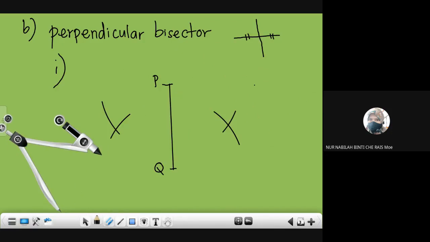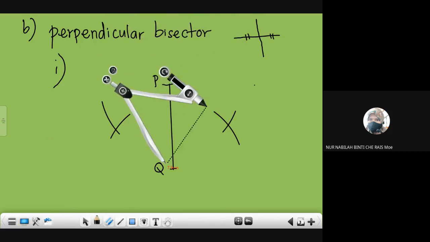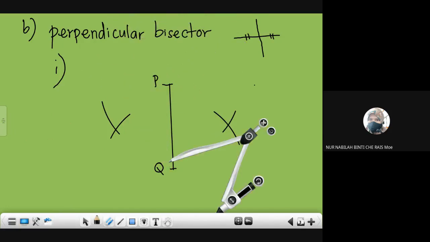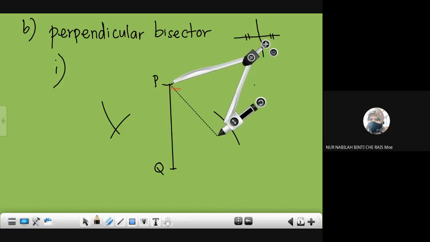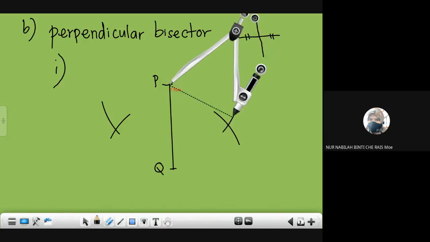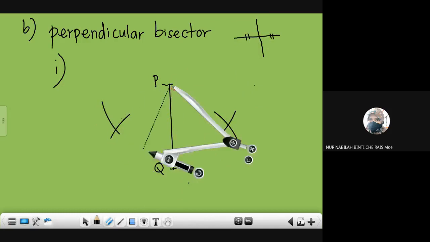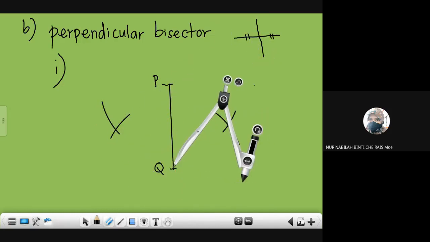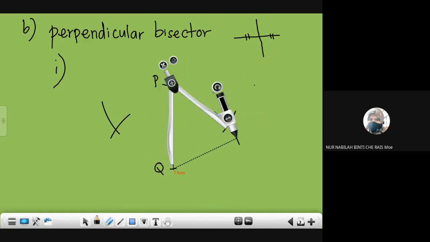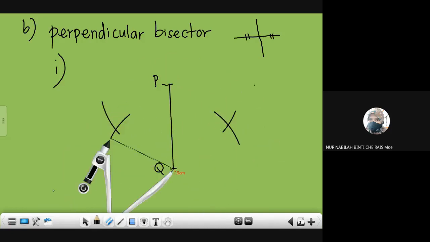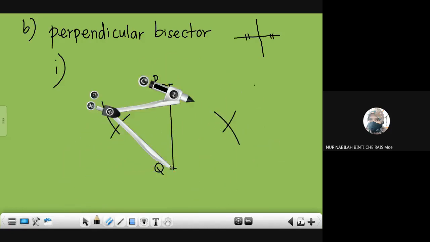Okay, I repeat. First, you put your compasses at P. The distance doesn't matter, but when you start setting your distance, you must use the same distance. Then after that, you draw the arc here and also here. Then you put at Q and draw an arc here and also at this side. One more. Okay, got it?